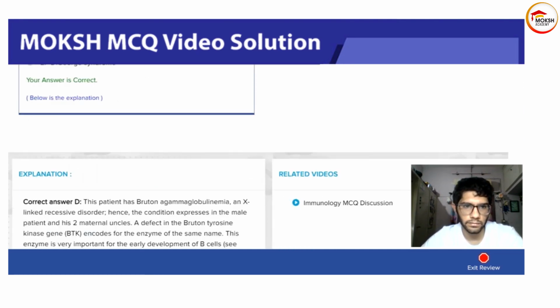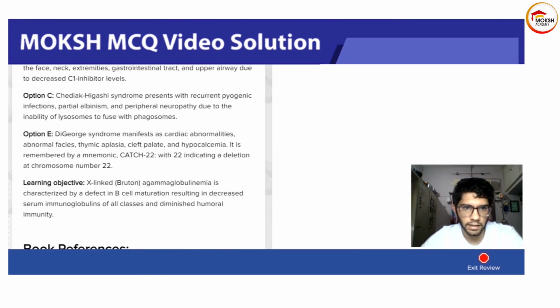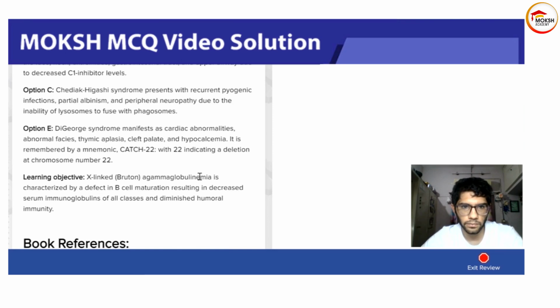In the explanation also they would have shown. No, they are not shown. Yeah, X-linked Bruton agammaglobulinemia.